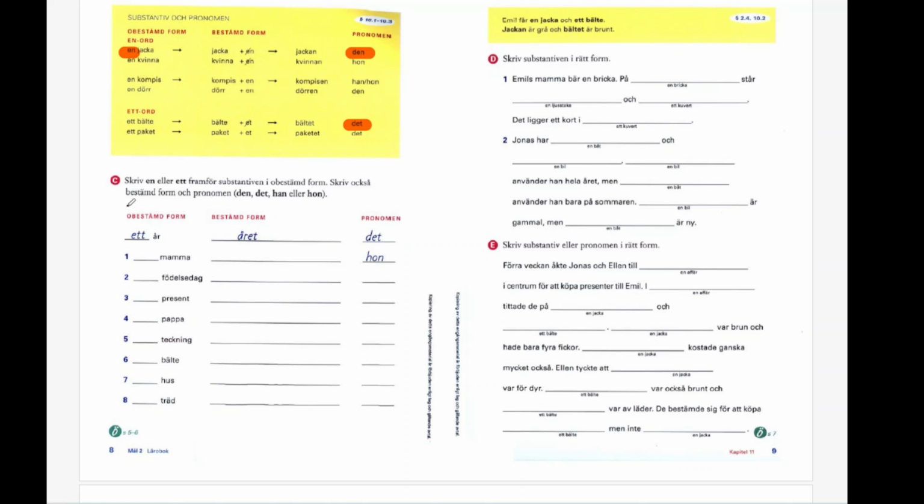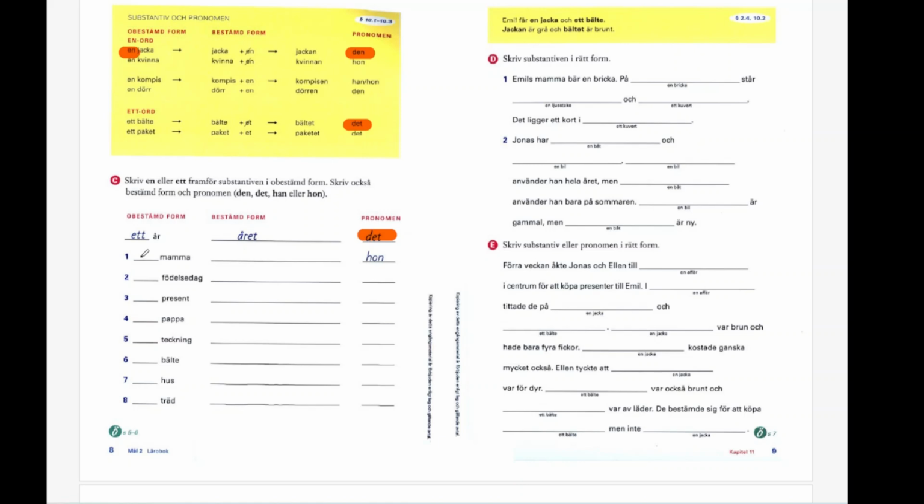So now what you're going to do in this C section, you can write et or en according to the word you have, and also you are going to write the pronoun. So for example, ett år, året, the year. So the year is basically it. We are using it for the year, but it is det because of its ett part.